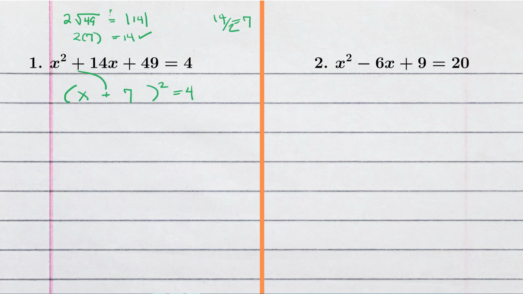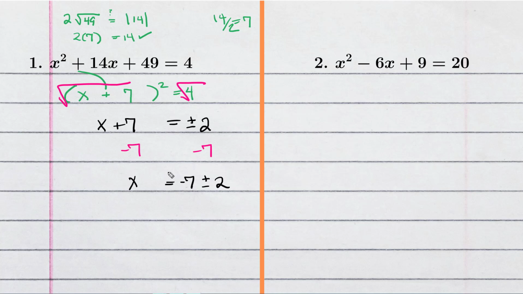Now what I want to do is take the square root of both sides. And so I end up with x plus 7 is equal to plus or minus 2. So now I need to solve for x. That means I am going to subtract 7 from both sides. And so I have x is equal to negative 7 plus or minus 2. Because remember, when you take a square root, you're always going to have that plus or minus.